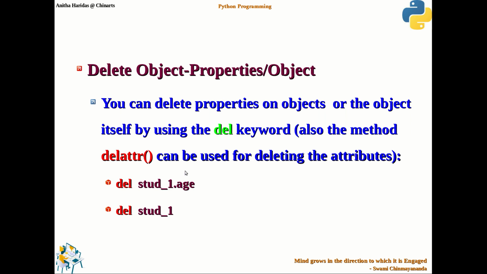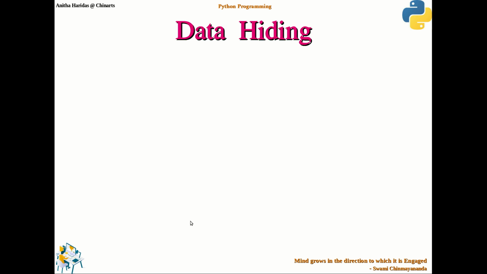And if you want to delete this attribute, you can either use the delattr method, which is a built-in attribute method, or you can use the del keyword. So you just say del and the property. So obviously the age property of this object will be deleted. Or if you want to delete the object itself, you can use it this way. Just give the del keyword and the object name so that it will delete the object completely.